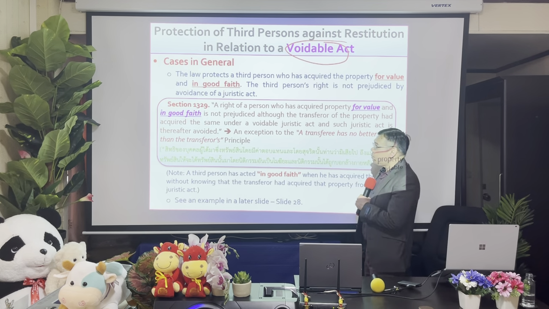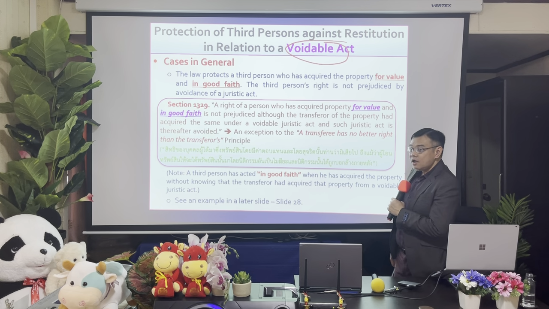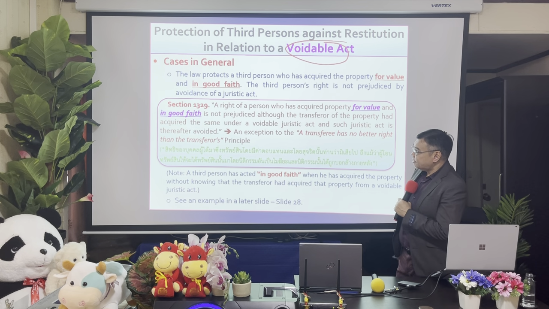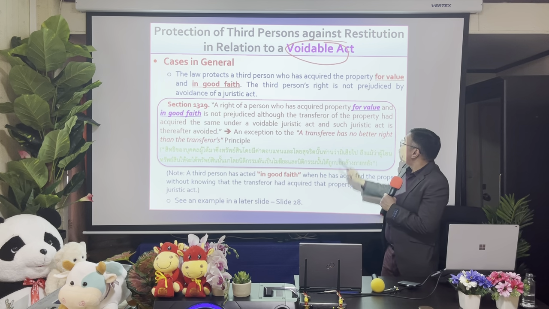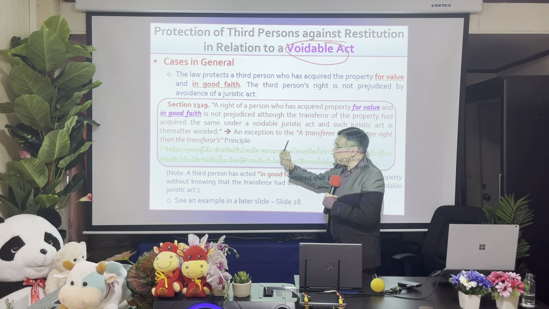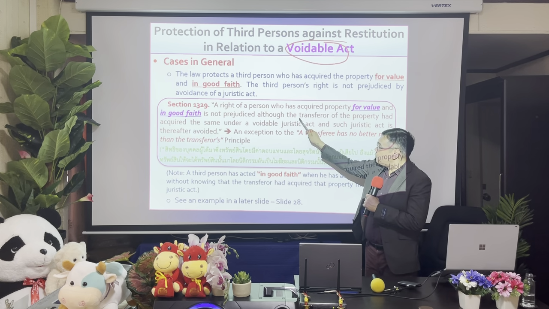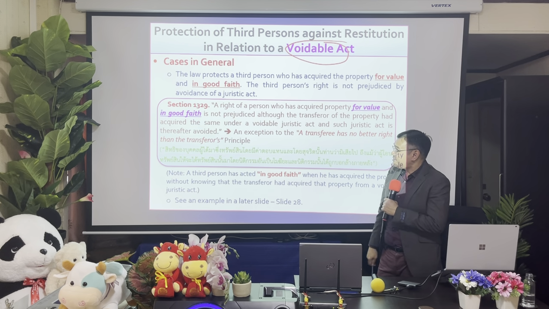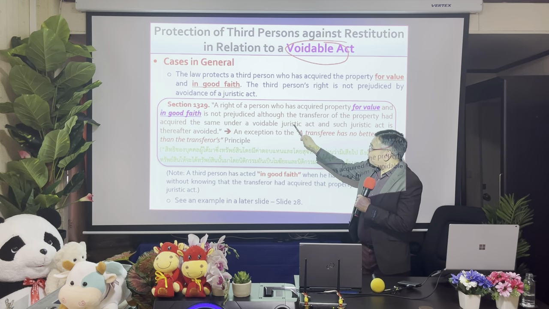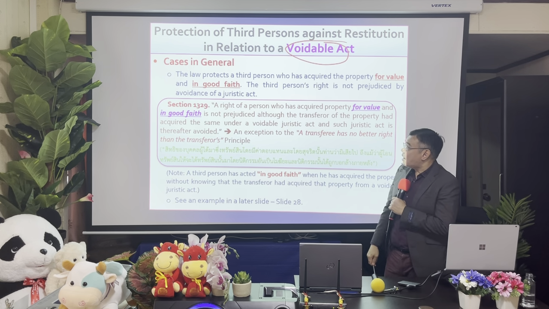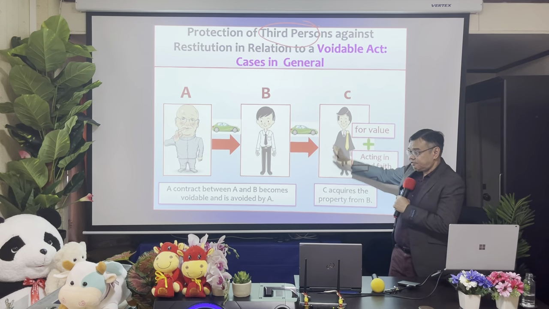Back to 1329, let's have a look at what is said there. Section 1329 provides as follows: a right of a person who has acquired property for value and in good faith is not prejudiced, although the transferor of the property has acquired the same under a voidable juristic act, and such juristic act is thereafter avoided. The meaning of section 1329 is this.